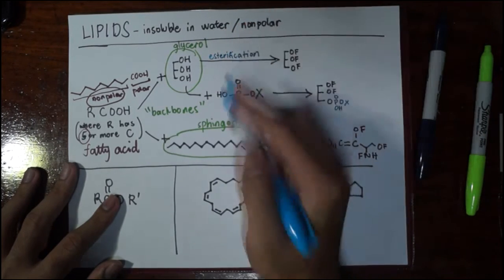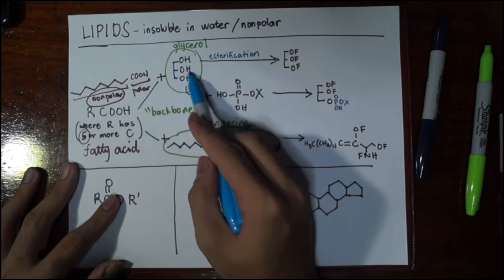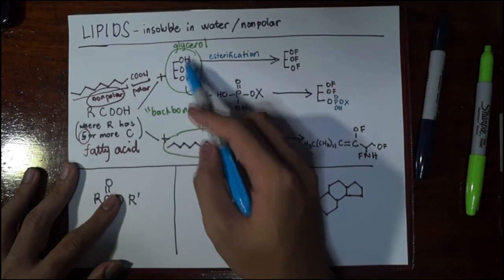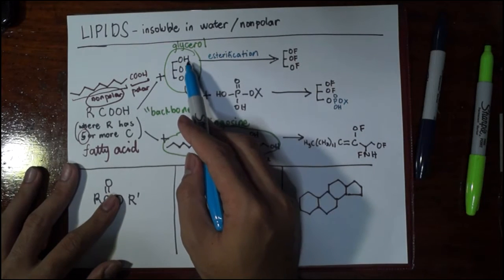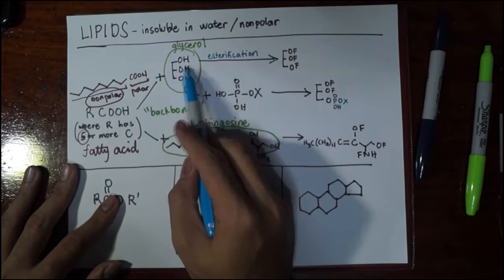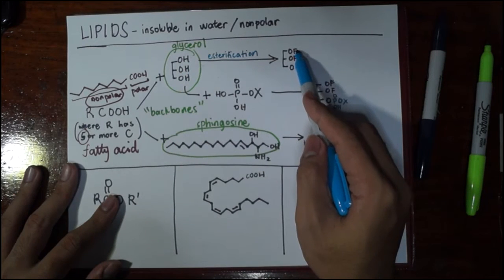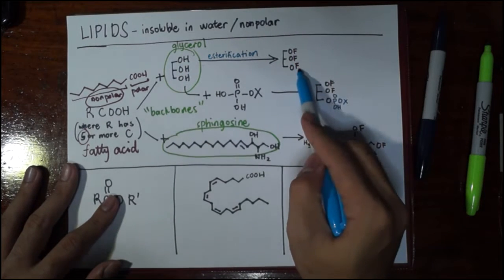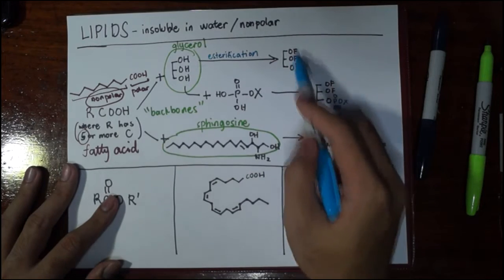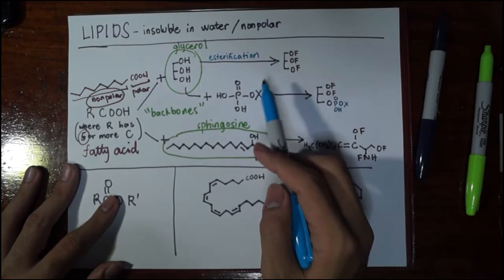But the thing here is you actually have 3 hydroxyl groups, meaning that one glycerol molecule can esterify with 3 fatty acids. So you could have here 1, 2, 3 fatty acids esterified to a single glycerol backbone.